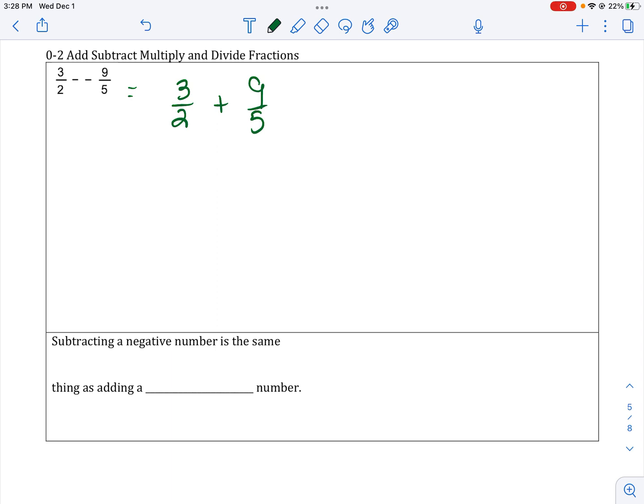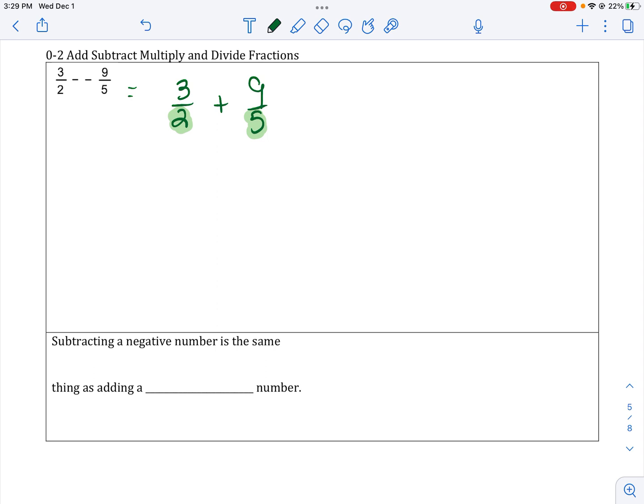So whenever I add or subtract fractions, the number in the denominator has to be the same. It's like adding or subtracting like terms. In order for fractions to be like terms, the numbers in the denominator must be the exact same. Here they are not, so we need to change that to make them the same.